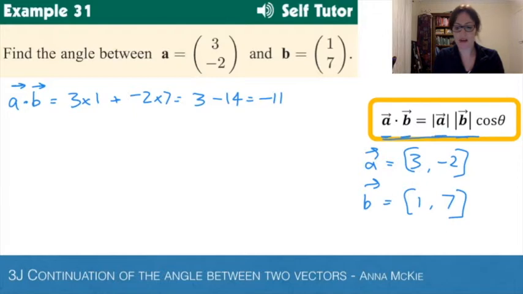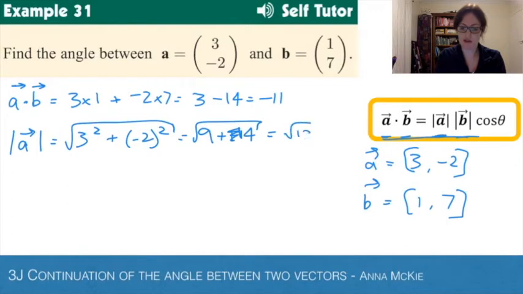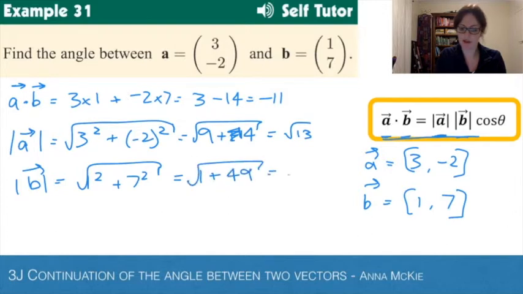Another part that we're going to need is the magnitude of vector A. So using our formula for that, it's 3 squared, adding on negative 2 all squared, and the square root of all that comes out to be 9 plus 4, sorry. That's equal to the square root of 13. Same for the magnitude of B. We're going to have 1 squared plus 7 squared, and the square root of all that. We've got 1 add 49, and therefore the square root of 50.